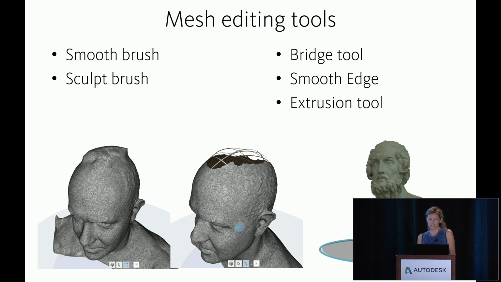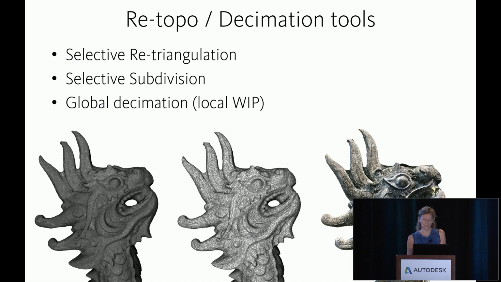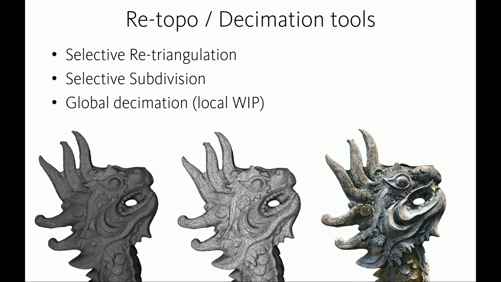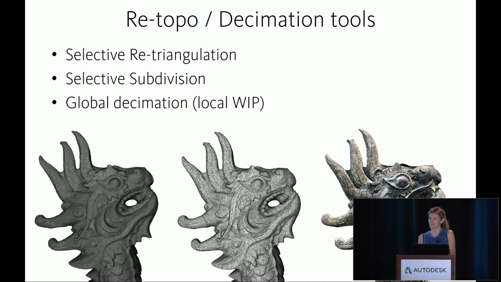We started adding mesh editing tools, started with some smooth brushes, sculpt brushes, but we have also already some smart bridge tools that recognize the topology and offer smart ways of connecting edges. And then some additional tools that help you for 3D printing. We also have strong retopologize or decimation tools. At the moment, we have retriangulation and subdivision that works on selection, and decimation that is very good, but it's global. We understand from many of you that you need also local decimation, meaning just on a selection, and we're, as we speak, working on that.